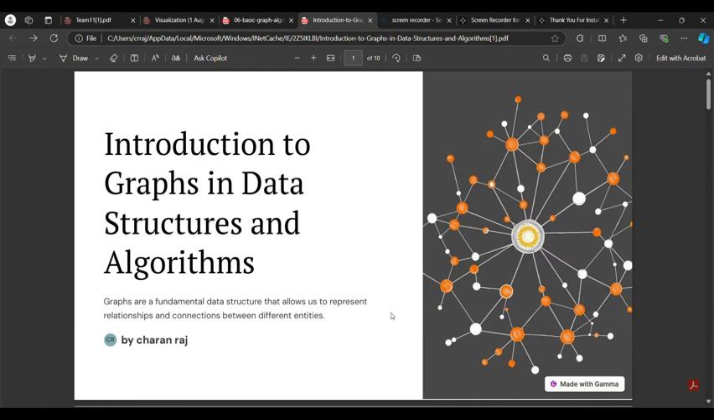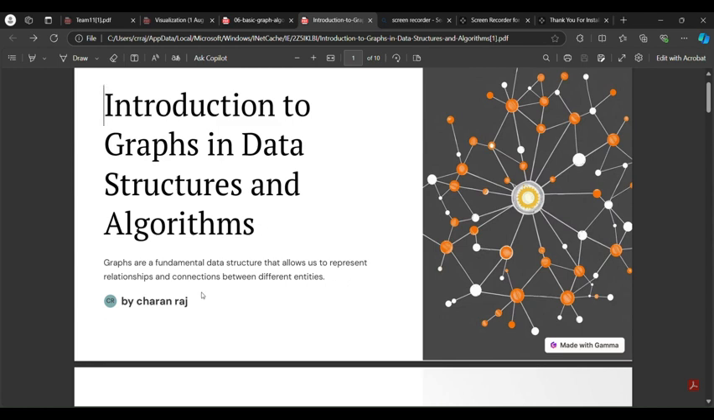Hello, ma'am. I'm going to talk about graphs in data structures and algorithms. Graphs are a fundamental data structure that allows us to represent the relations and connections between different entities. Graph terminologies: vertices, edges, and adjacency.